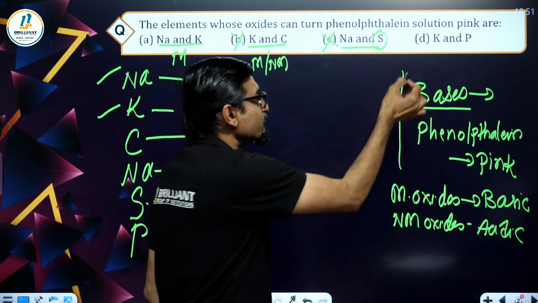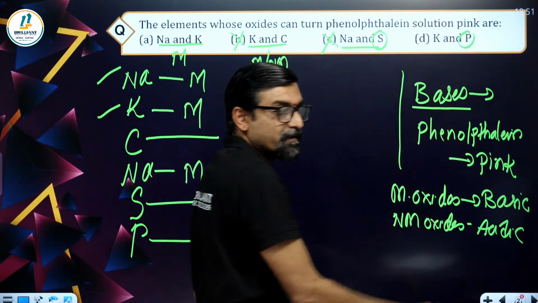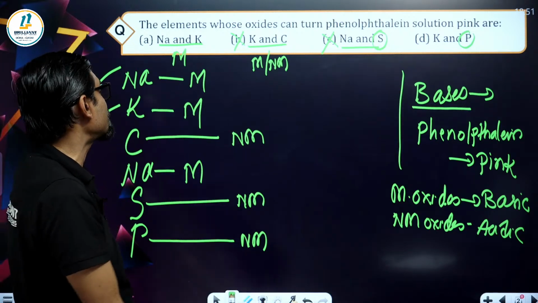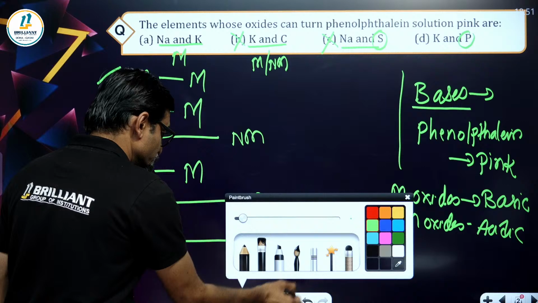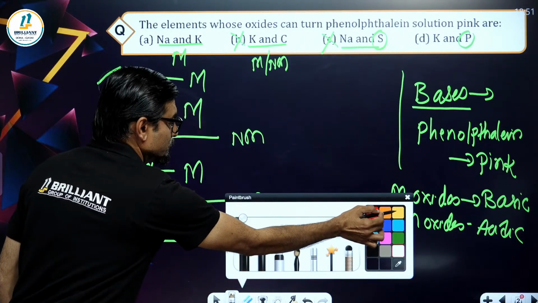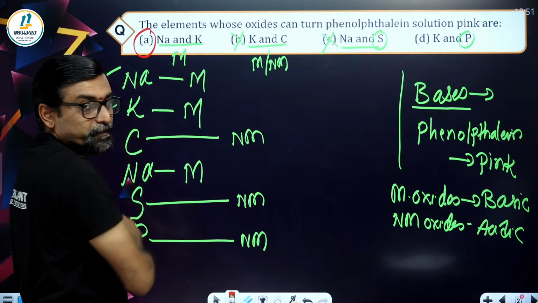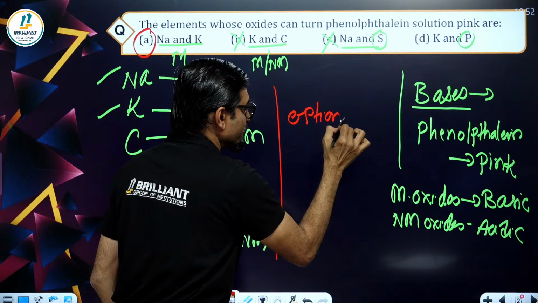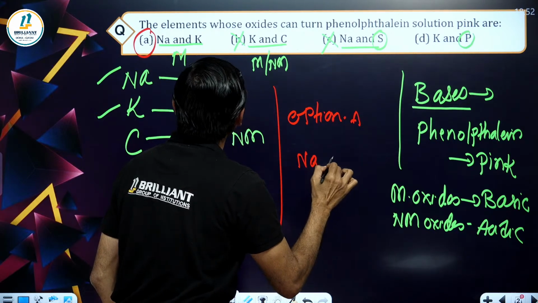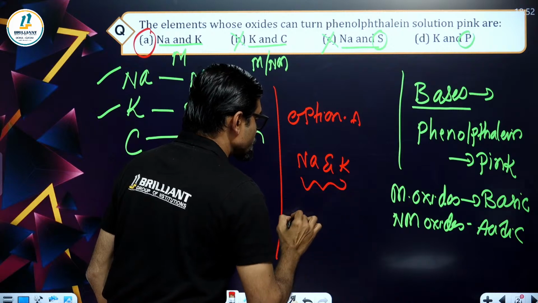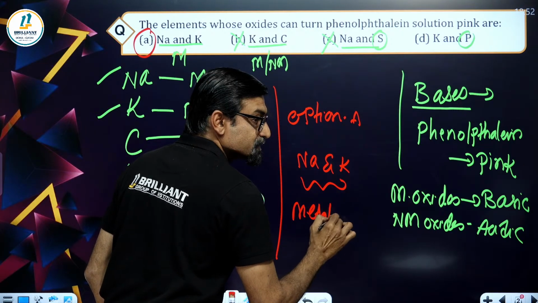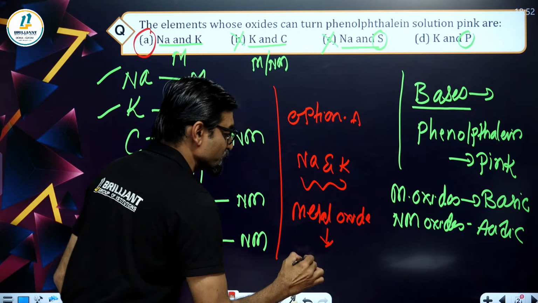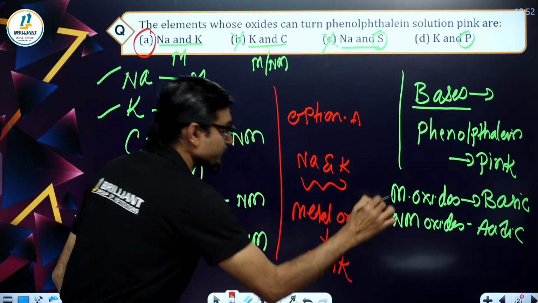The last one, potassium and phosphorus. Here also we have a combination. So just go through each and every option very carefully. At the end we can come to the conclusion that it is the first option, option A. Sodium and potassium form metal oxides, and these will convert the solution to pink color.